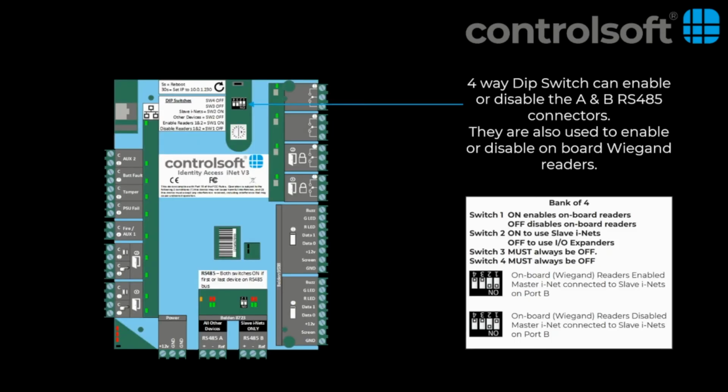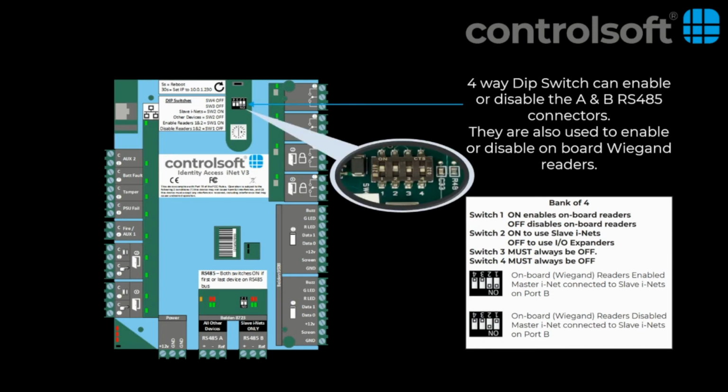The four-way dip switches here are used to enable or disable the two RS485 connectors, A and B, that we spoke about earlier, and also they are used to enable or disable the onboard Wiegand readers. Switches 3 and 4 are not used, so must be switched off. By default, our iNet door controllers are pre-configured for port B, iNet to iNet operation with the Wiegand reader ports also enabled.